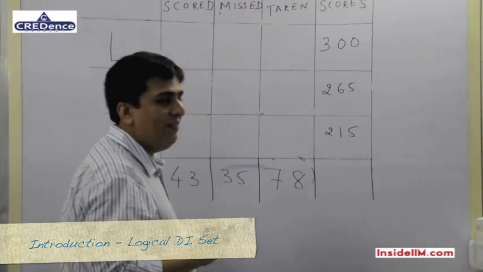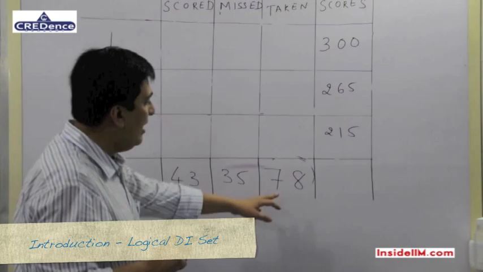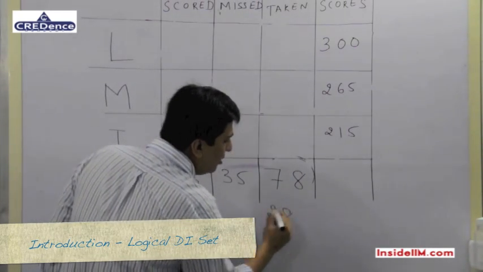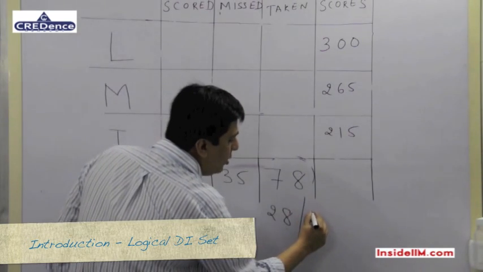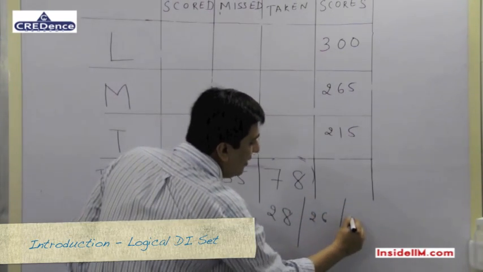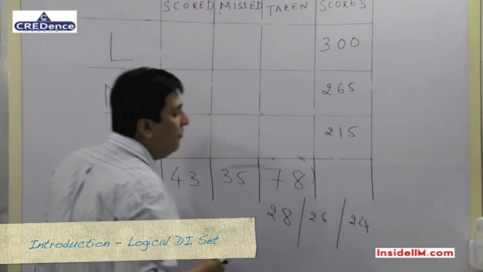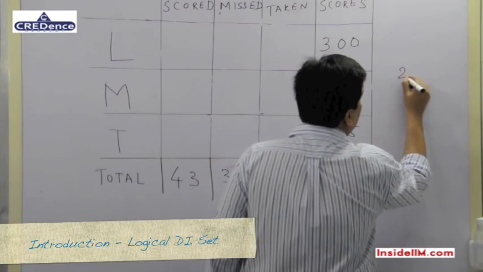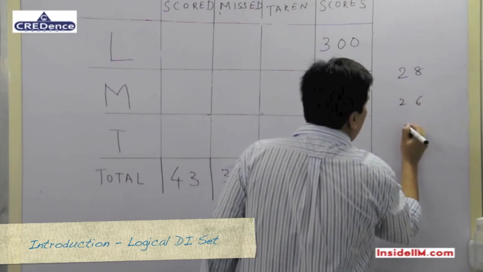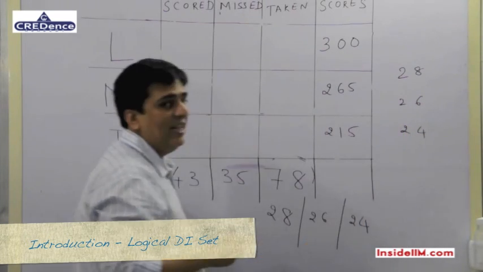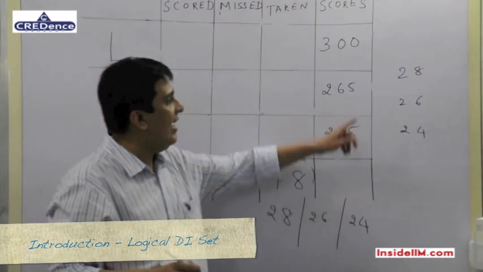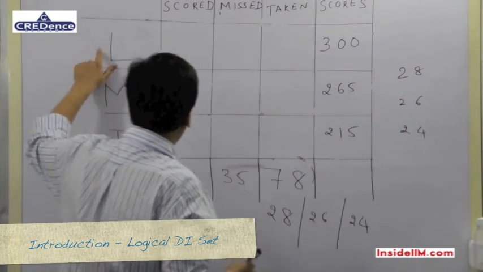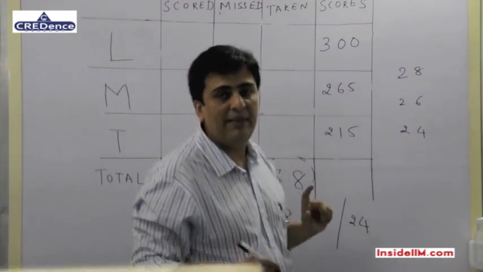So now we are saying, since 78 shots have been taken, the only way this could have happened is, one player has taken 28 shots, the second player has taken 26 shots, and the third player has taken 24 shots. So 28, 26 and 24 are the key numbers in this set, that 28 shots have been taken by player 1, player 2 and player 3, not necessarily in the same order. This could have been taken by anybody.